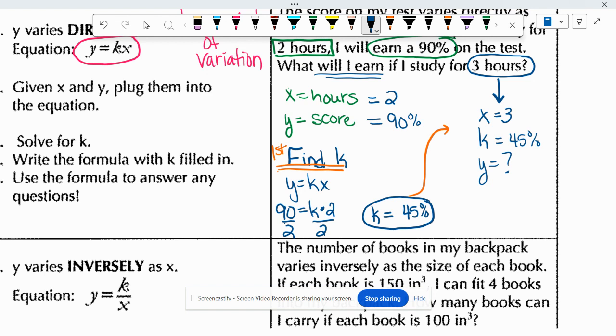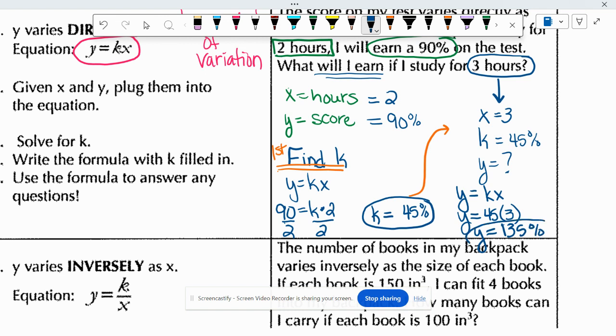Well, let's use this formula because it's not like using that. It's not 100%. What do we set this up as? Y equals k times x. Y equals 45 times 3. So y equals what? 135%.